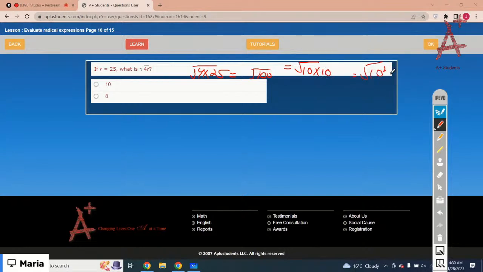It would be 10 squared. The square and square root cancel out each other and you're left with 10. Got it? That means the correct option is 10. Very good.